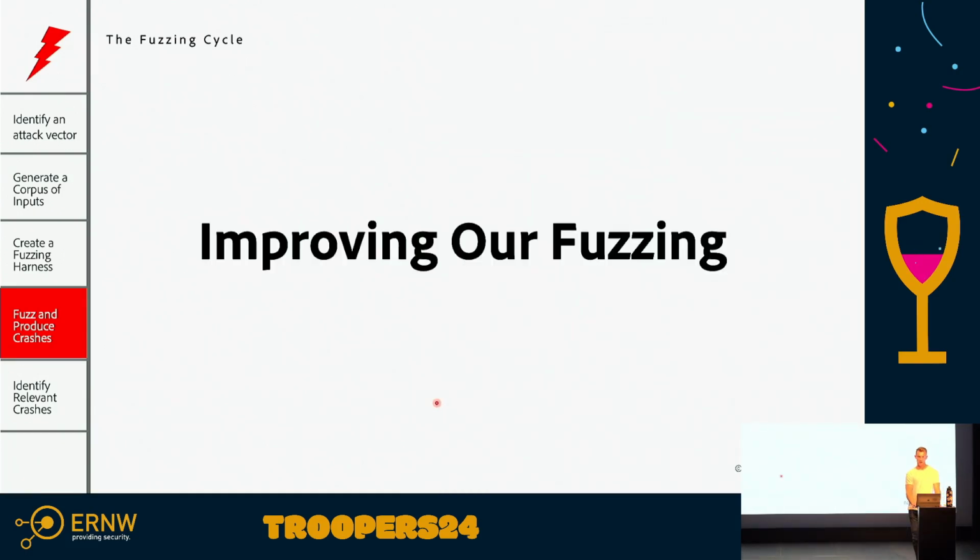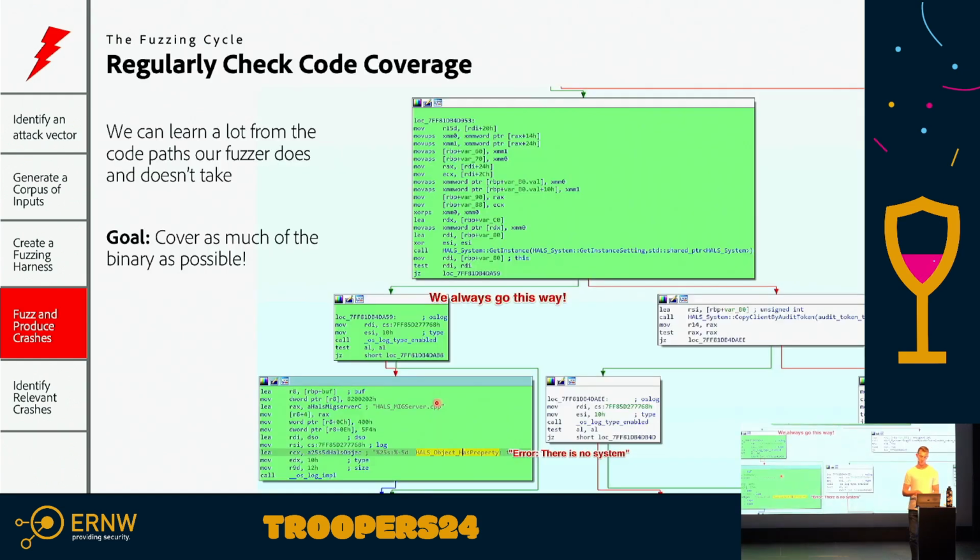OK, so once we actually start fuzzing, we usually very quickly want to improve how our fuzzing is doing. Because we realize we're not getting to portions of the code that we want to, we're not producing crashes, or other reasons. So one thing that we can do to help improve our fuzzing is to regularly check that code coverage. We can learn a lot about how our fuzzer is doing by looking at the code paths it does and doesn't take. Our goal should be to cover as much of the binary as possible with code coverage.